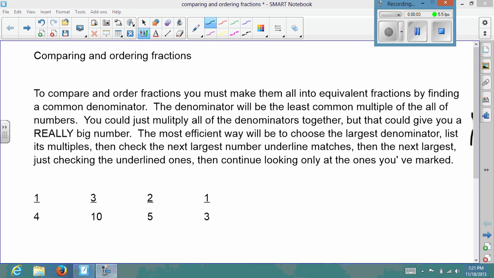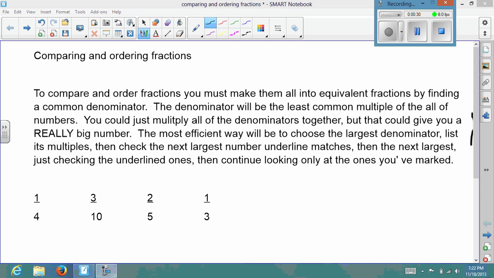Comparing and ordering fractions. To compare and order fractions, you have to make them all into equivalent fractions by finding a common denominator. The denominator will be the least common multiple of all the numbers. You could just multiply all the denominators together, but that would give you a really big number. So the most efficient way will be to choose the largest denominator, list its multiples, then check the next largest number, underline matches, then the next largest, just checking the underlined ones, and so forth.